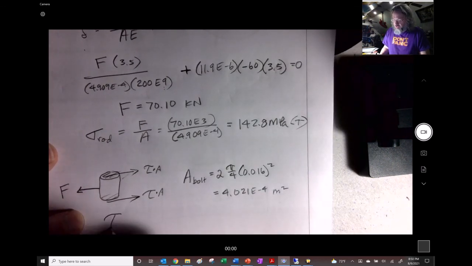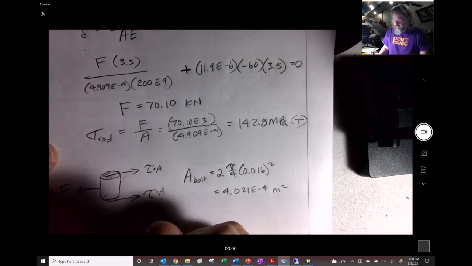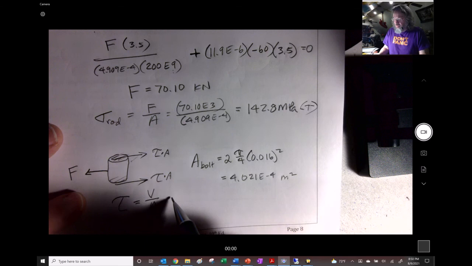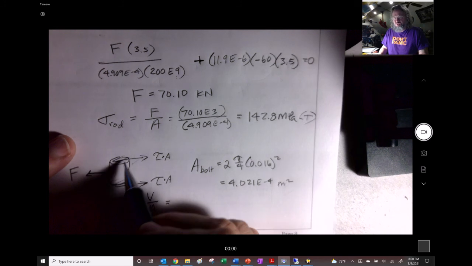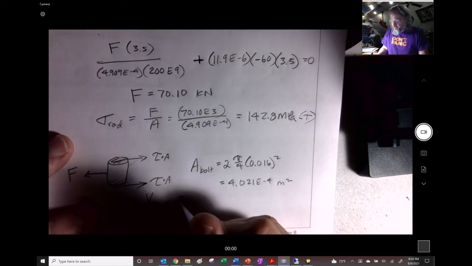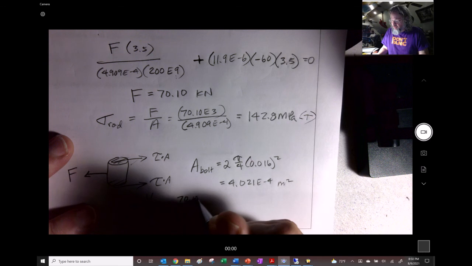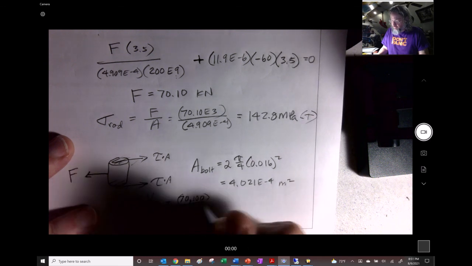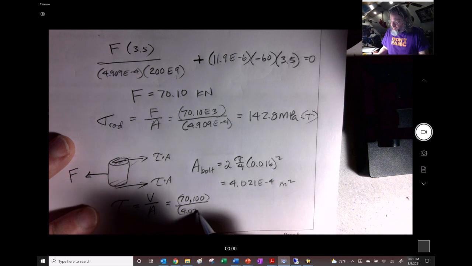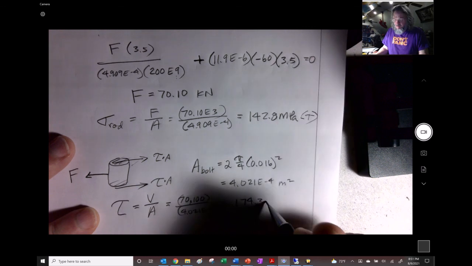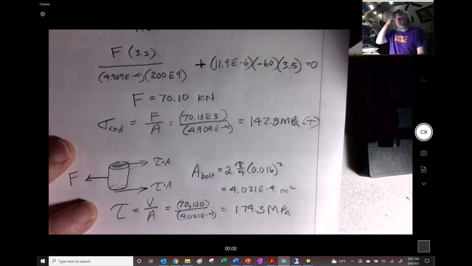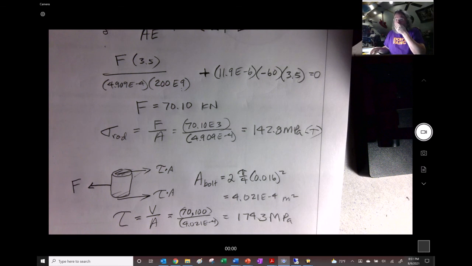And then the shear stress that the bolt feels is this V over A. I decided to call it V right in there. And this is not transverse shear. This is direct shear. So we just assume that it's distributed evenly across that face. And so we get the 70,100, right, divided by our 4.021 E minus 4. And we end up with 174.3 megapascals, right? So this is really just walking through things that we know, right? Trying to take little pieces of information and combine them together.